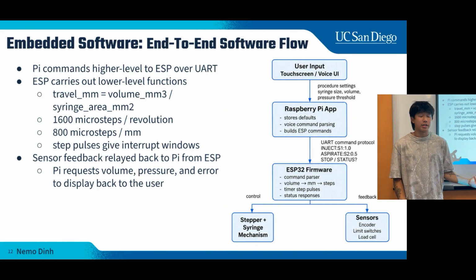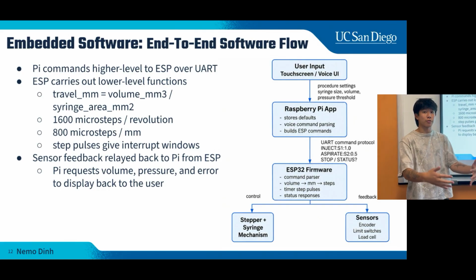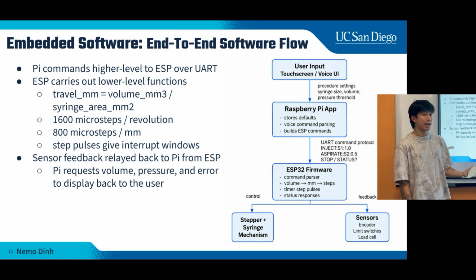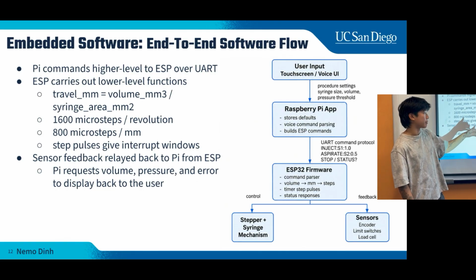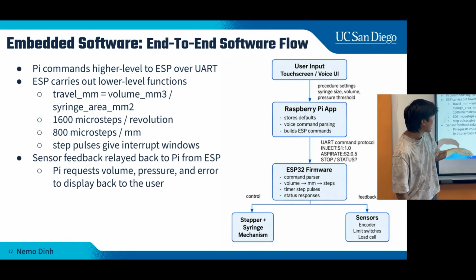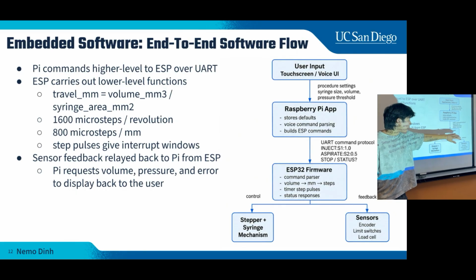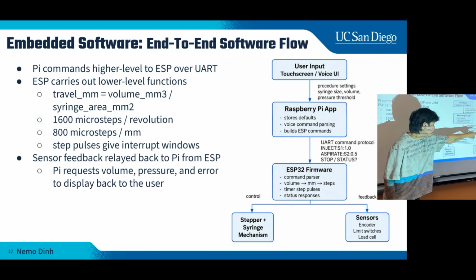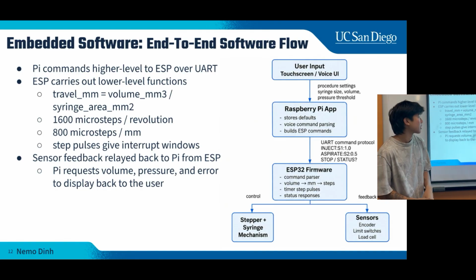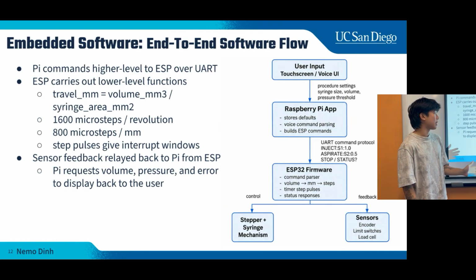As previously stated, the Raspberry Pi is going to handle most of the higher level control, everything user facing, for instance, the UI and default settings and then the voice commands. The ESP is then going to receive commands from the Raspberry Pi through its UART connection. The commands are going to look like this: inject, aspirate, stop, status. The inject commands come with the syringe size and then the volume that's supposed to be dispensed. The ESP then receives these commands in plain English, parses them, and then decides what to do.